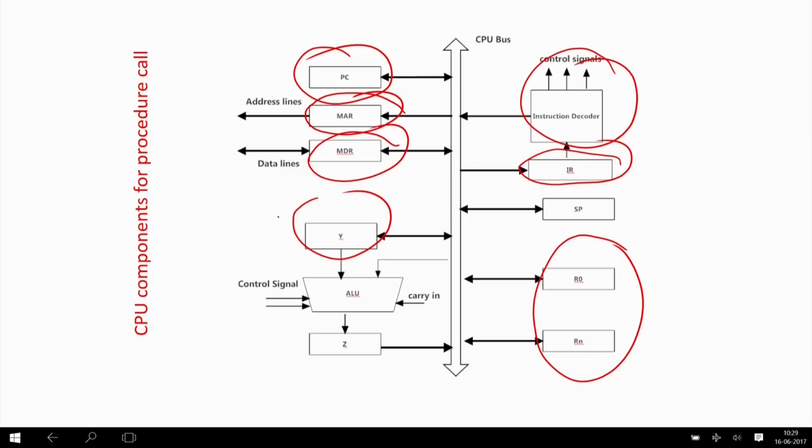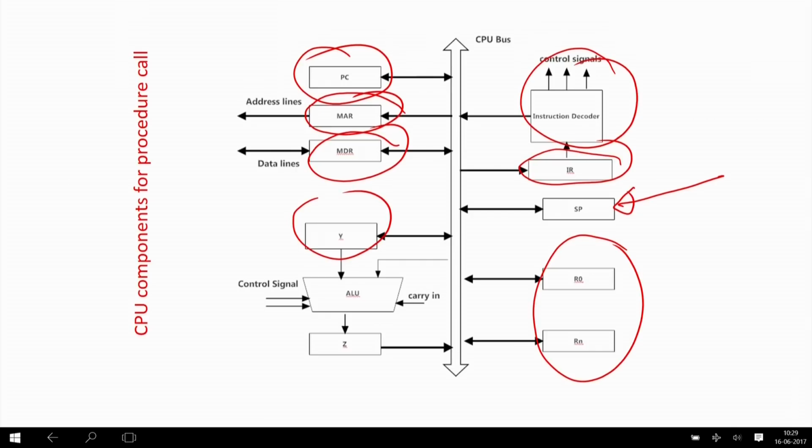So, all the components which we have talked about till now are all available. Importantly, I want to point out the stack pointer. The stack pointer here is nothing but a special register which holds the address of the main memory where the last element that was pushed onto the stack is present.